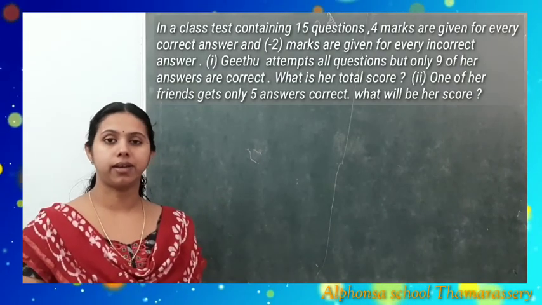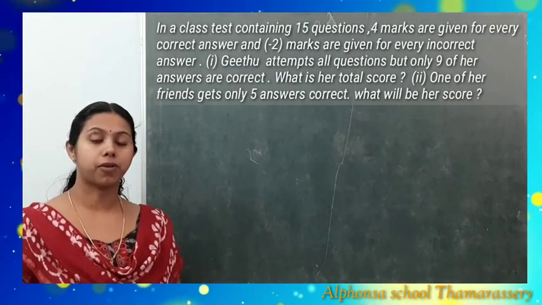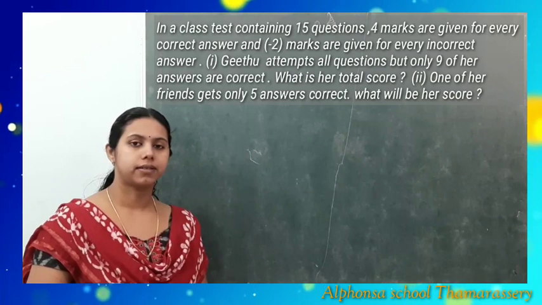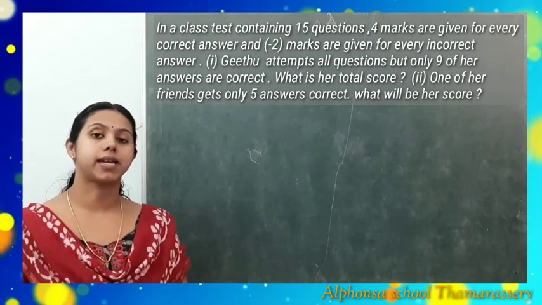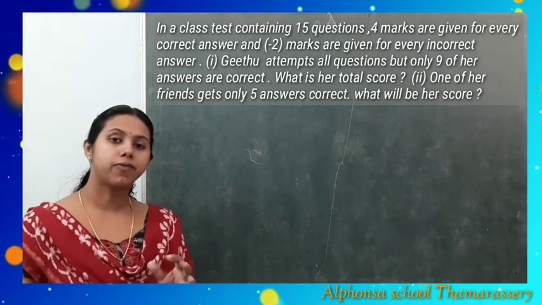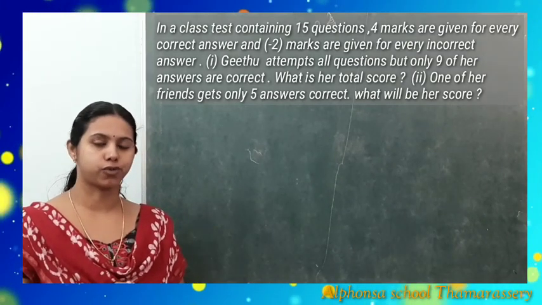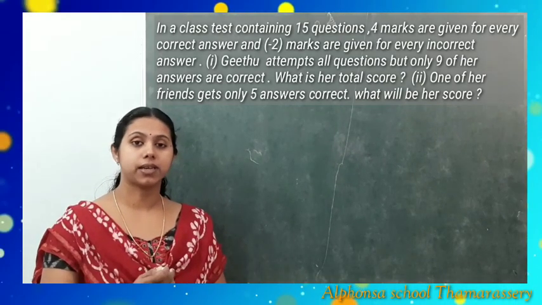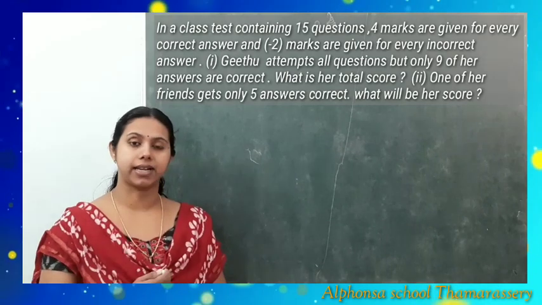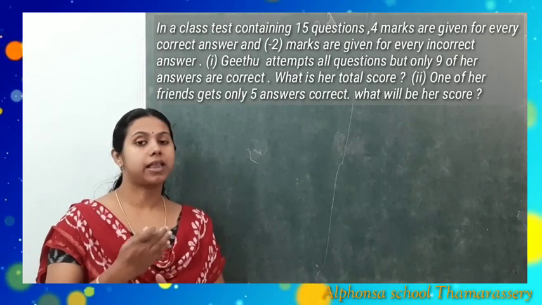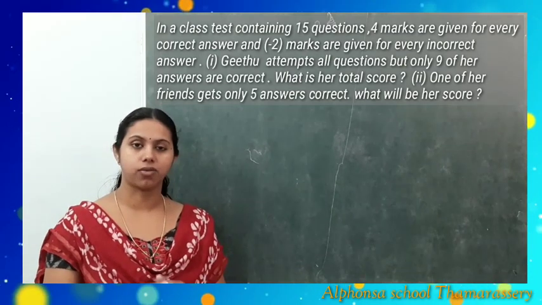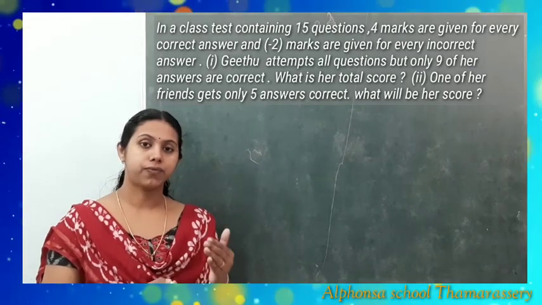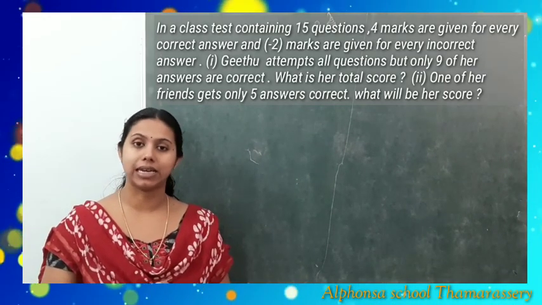So in this question, it's given that the total number of questions is 15. For each correct answer, the marks given is 4, and for each incorrect answer, the marks given is minus 2. Geetu attempted all the questions, but she got 9 correct answers. So the remaining are incorrect answers. Out of 15, 9 are correct, then how many questions are incorrect? 15 minus 9, that is 6 questions are incorrect.